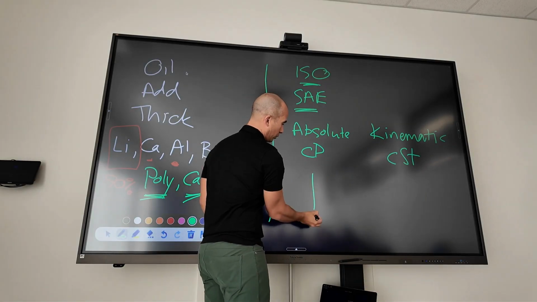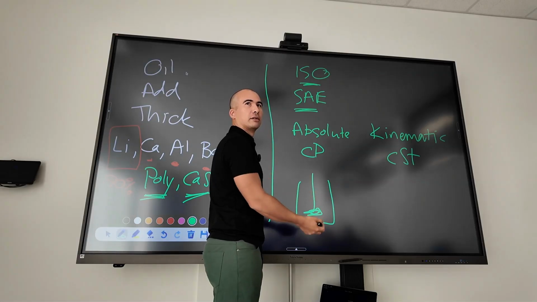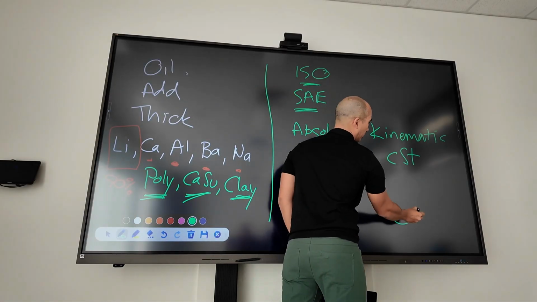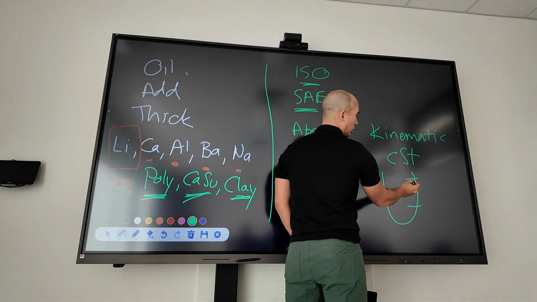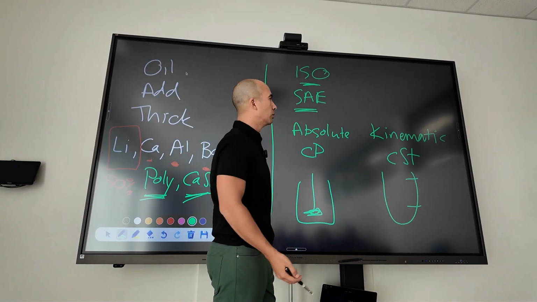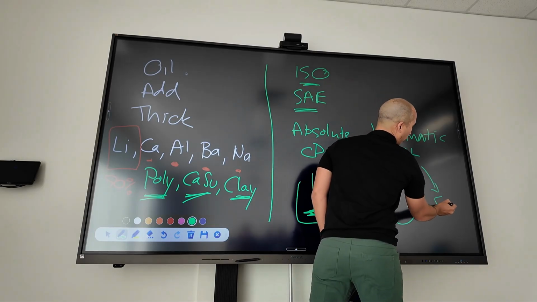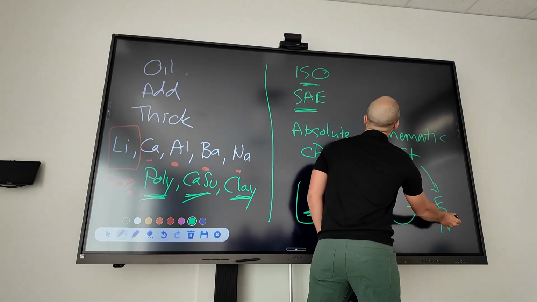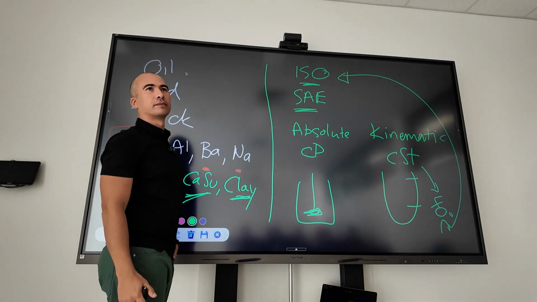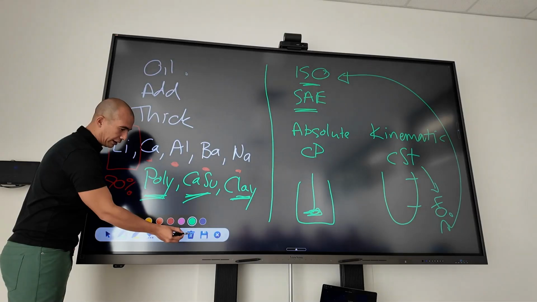The absolute one is the one where we put a spindle inside of a cup, we spin it, and that's how we get centipoise. Whereas kinematic, we like that one because it's just a big U-tube and you just measure how much time it takes to drop, right? So it's a faster, more repeatable one. Kinematic viscosity at 40 degrees Celsius is what gives us the ISO viscosity grade, right? So when we measure at 40 degrees Celsius, we get the ISO viscosity grade.